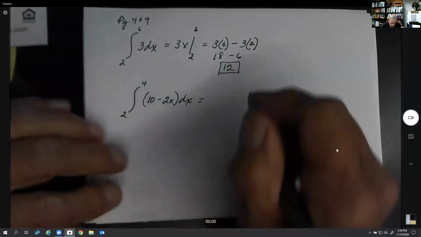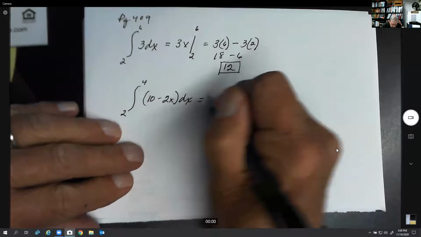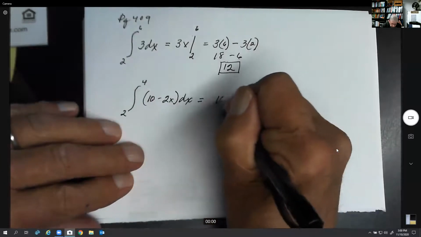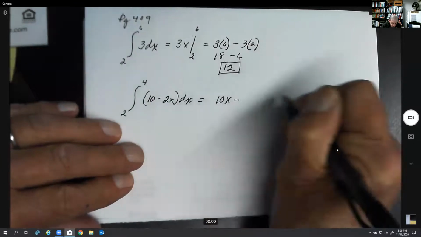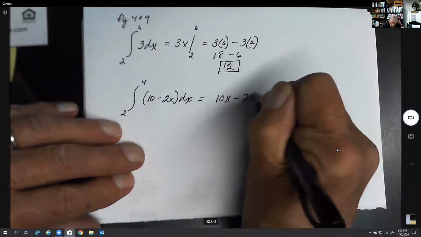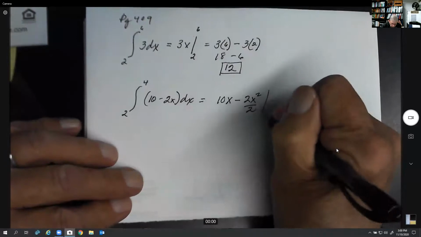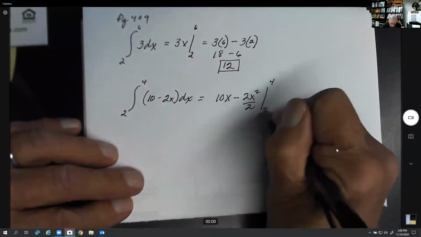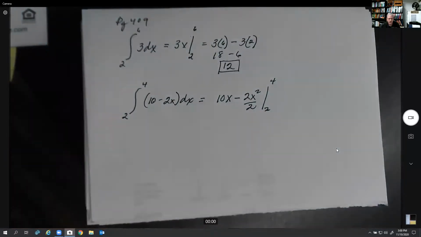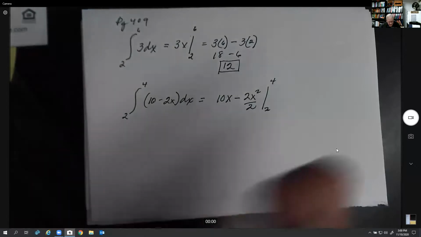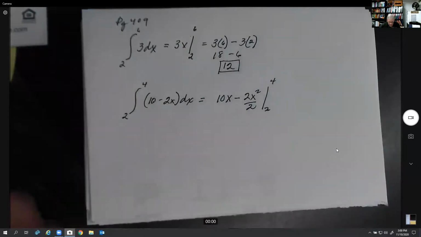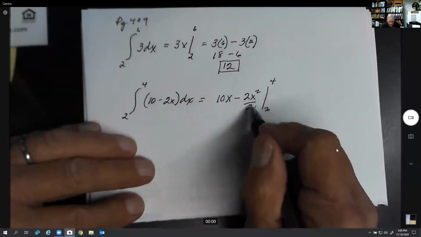Okay, so the integral of this would be 10x minus 2x squared over 2, right? From 2 to 4. It should always start with the bottom up, 2 to 4. I guess if we said 4 to 2, it wouldn't be so bad, but we usually start with a small number. Okay, and we could simplify this a little bit, huh?